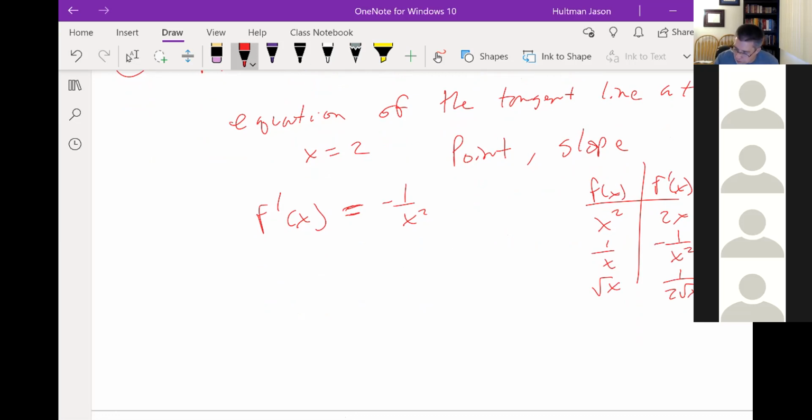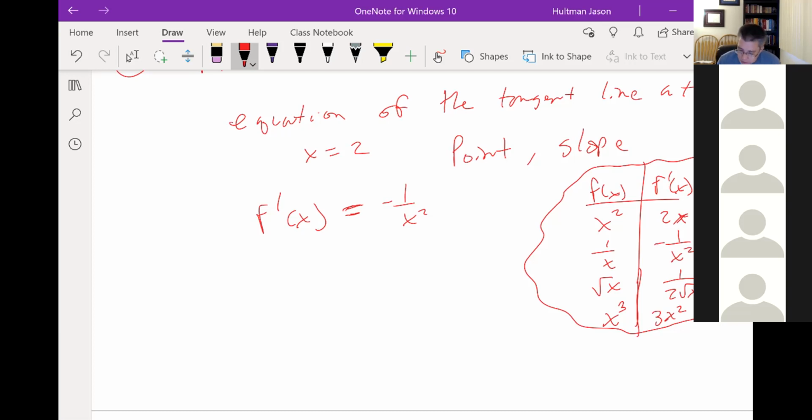We also have another one that we could add to this. You don't need to have this memorized, but we just derived this one. What was x cubed? And remember what we found for x cubed? 3x squared. Yeah, very good.